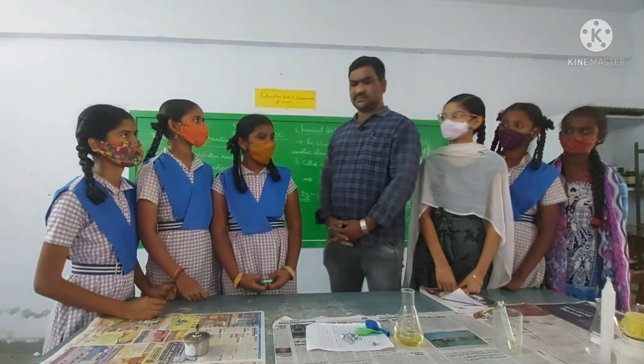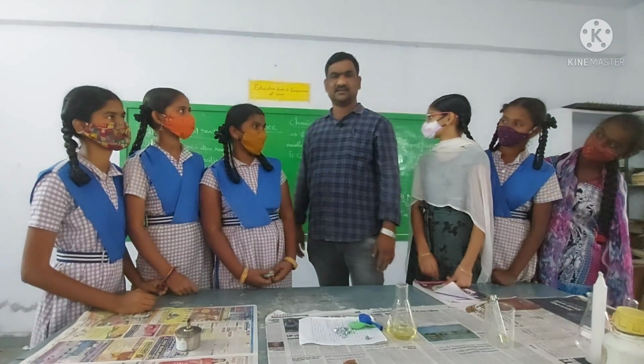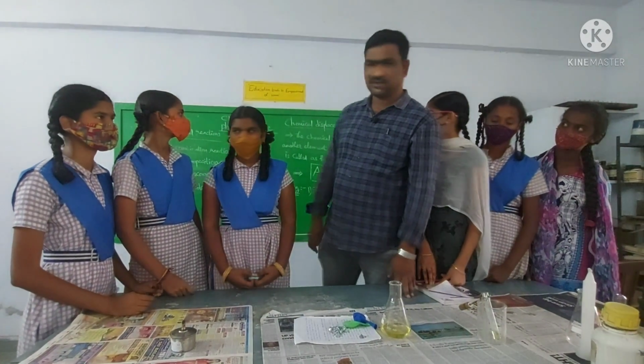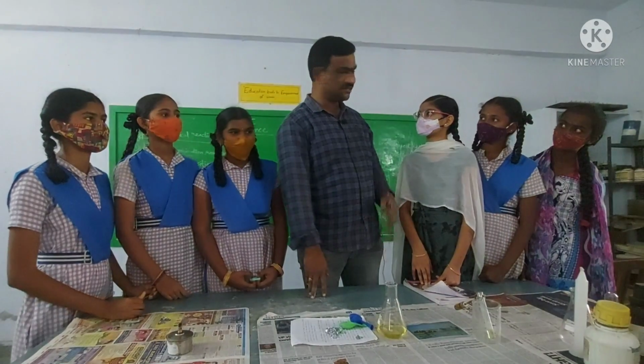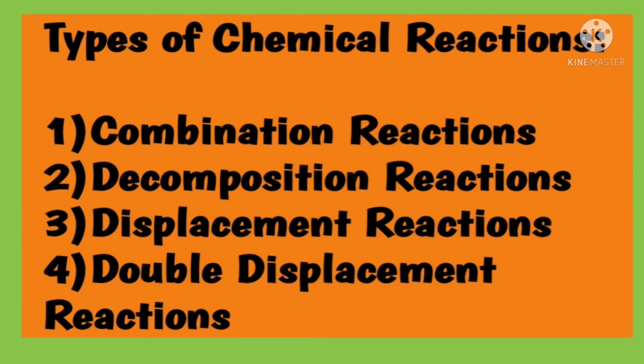Children, in our earlier class, we discussed the types of chemical reactions. How many types of chemical reactions are there? Four types. What are they? First one is chemical combination reaction, second one is chemical decomposition reaction, third is chemical displacement reaction, and fourth is chemical double displacement reaction. In our previous classes, we discussed chemical combination reactions and chemical decomposition reactions.